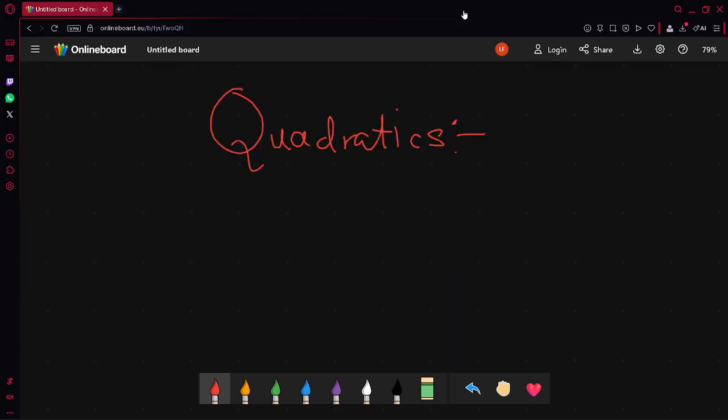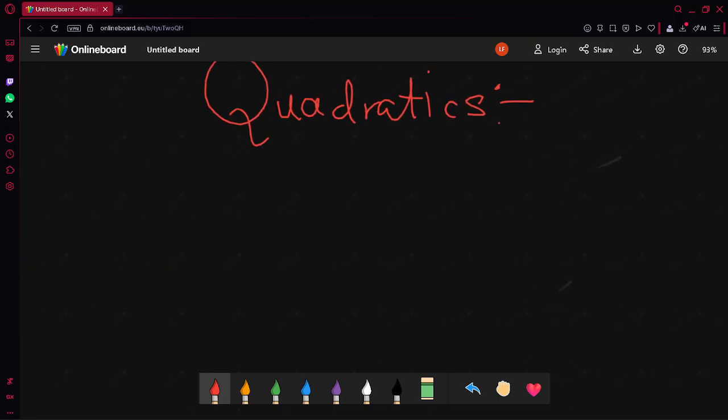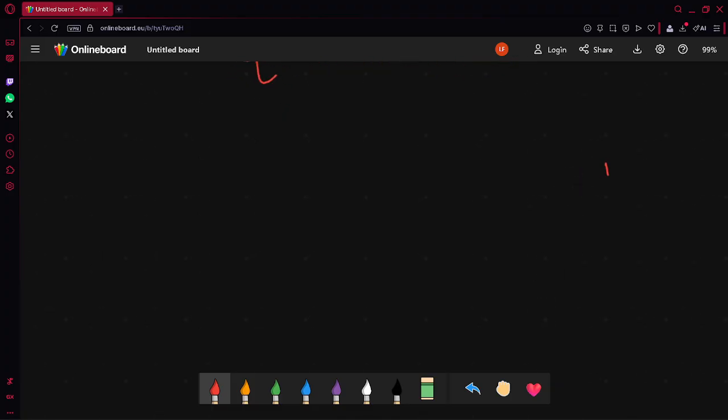Hello, everybody. Today we're going to be learning about quadratics. What is a quadratic, you may ask? When we see an algebraic expression like y equals ax plus b, this is known as a linear expression because the degree of the variable is 1.